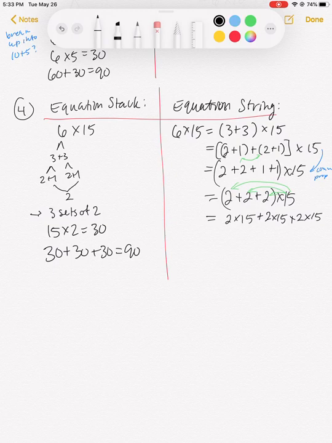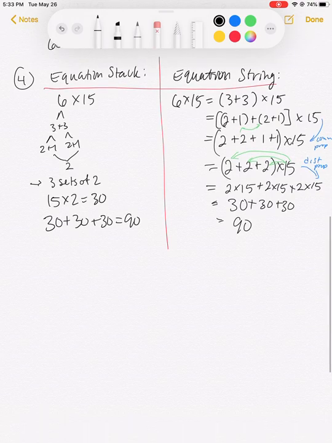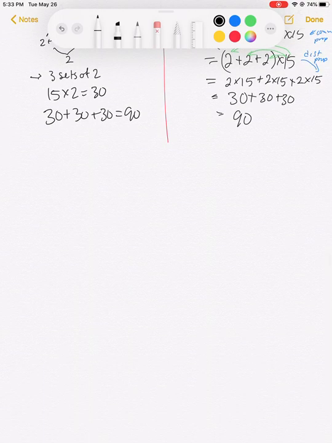Okay, and from here to here, we went distributive property. Okay. Now all of those 2 times 15's became 30, and then that's when the student added those three 30's together to get to 90. Okay, you guys are doing great.